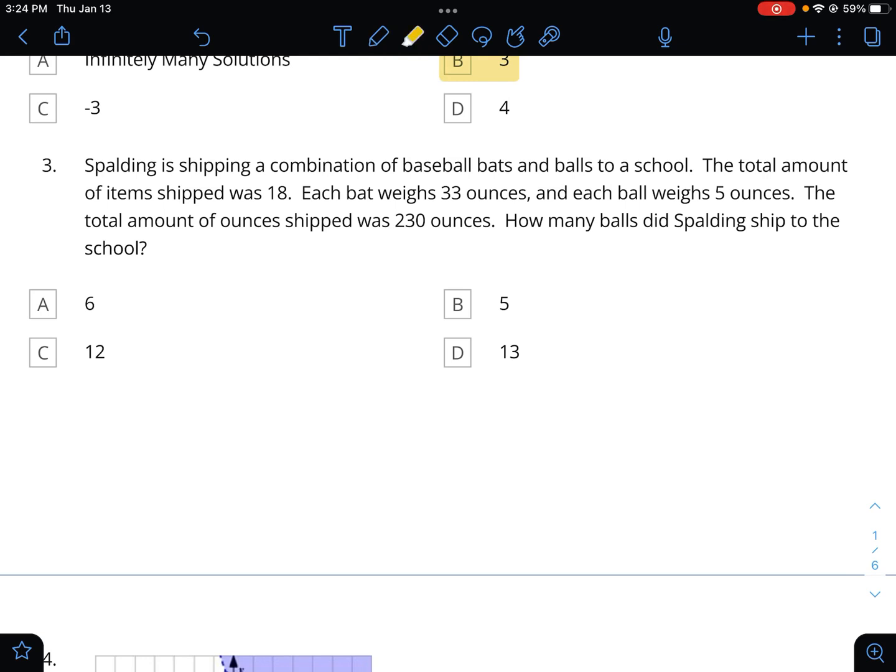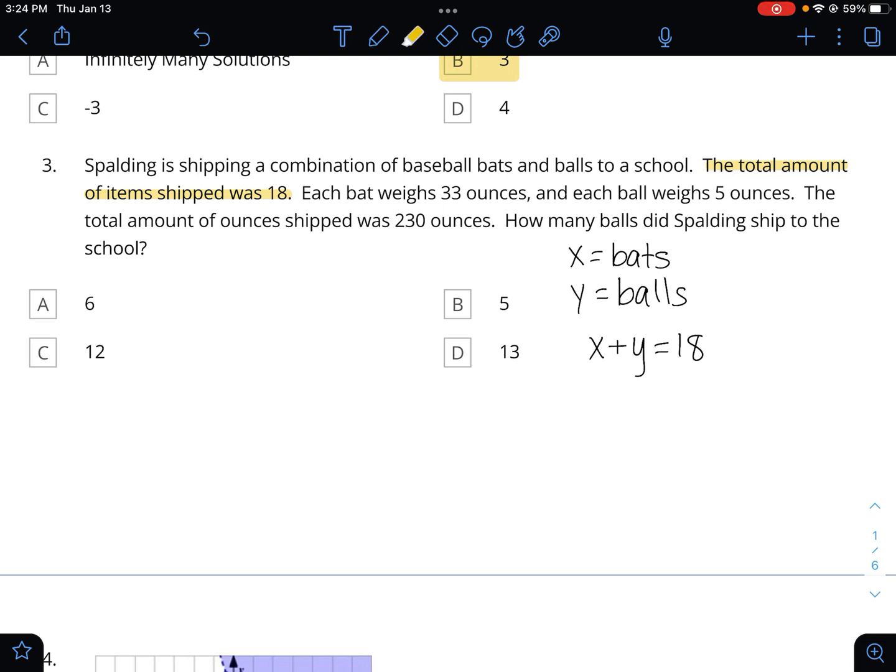So this one actually involves a little more. Okay, so first thing we need to do is we need to identify our variables. So I'm going to identify that my X are the bats and Y is the balls. Okay, so how many total bats and balls are being shipped? Well, that is 18 items. Okay, the total amount of items is 18. So my first equation is X plus Y equals 18.